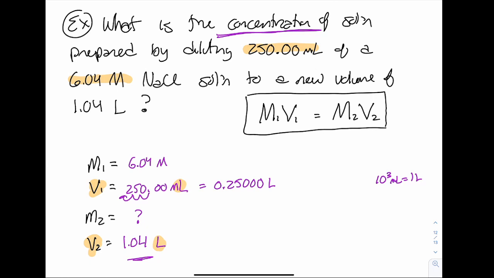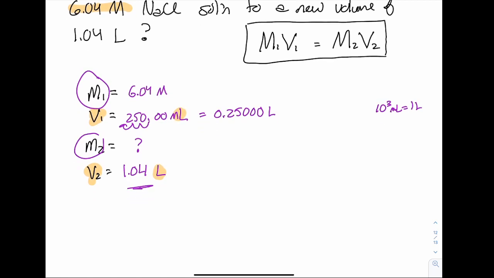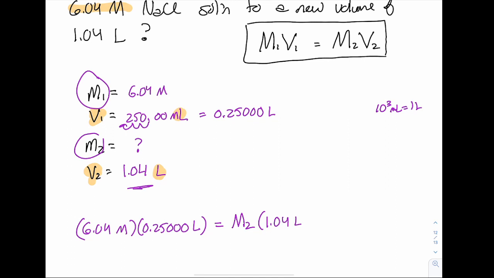So I now have the same units for my volume. Molarity, I don't have a matching molarity, so I don't need to worry about units there. Whatever the one is, what the other is going to come out to be. And now I'm going to plug them into my equation. So 6.04 molar multiplied by 0.25000 liters is equal to my unknown multiplied by 1.04 liters.